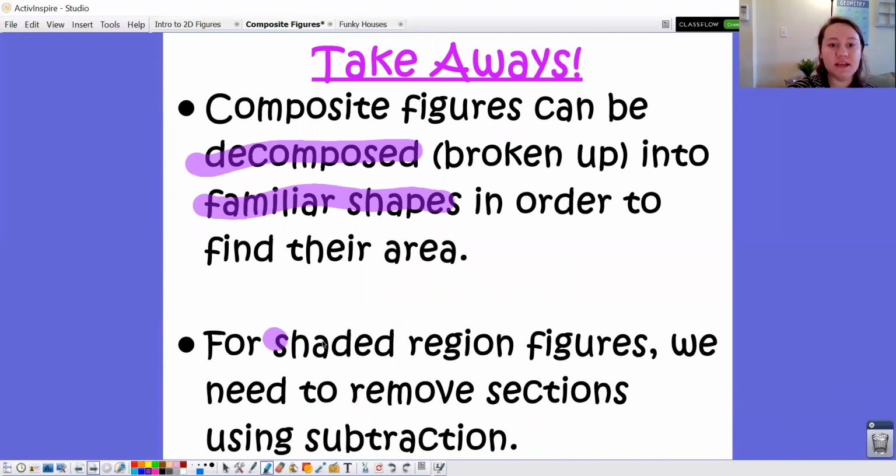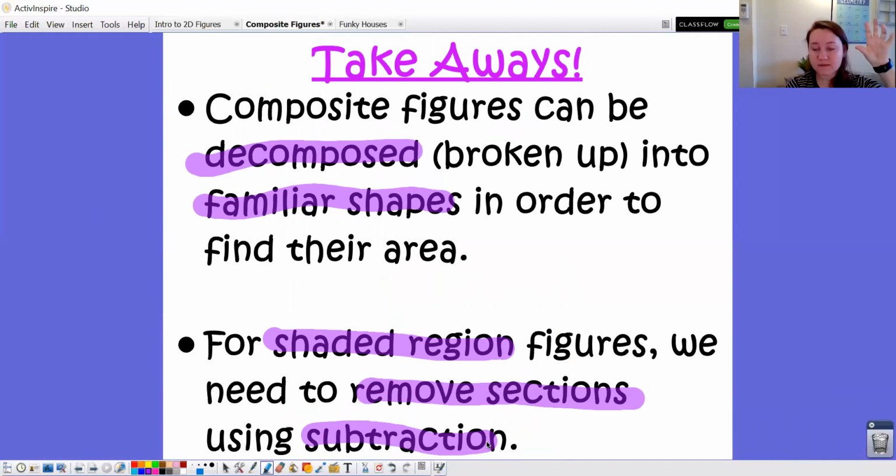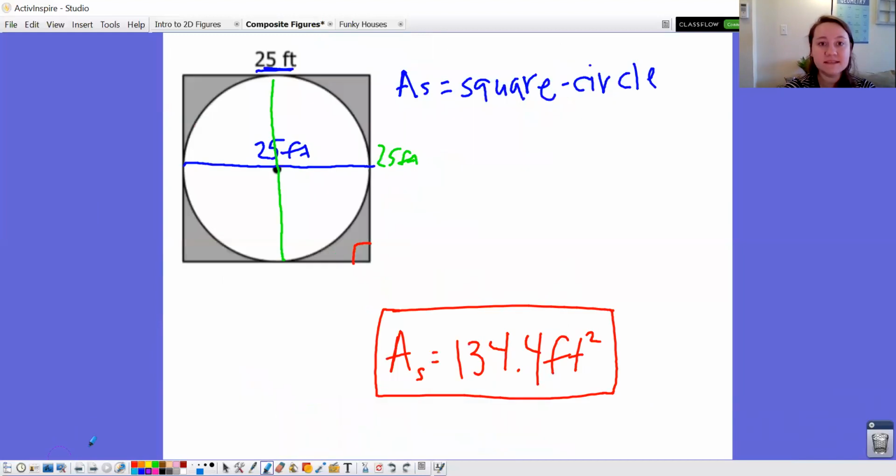Now, in our shaded region figures, we want to remove things using subtraction. We have our additive problems where we're putting things together, and we have our subtractive problems like the last two examples where we're taking out that circle, we're taking out a square. So be careful, pause before you just add all your areas together, because in this case, we didn't want to add it all.